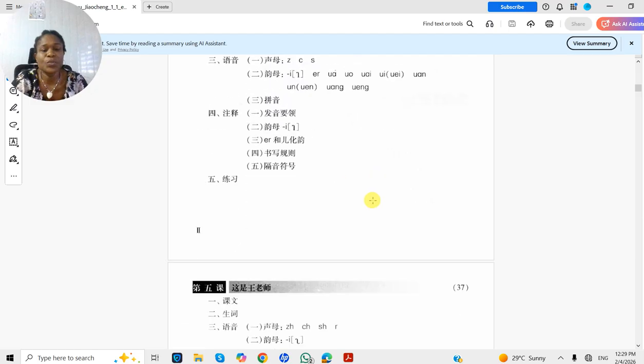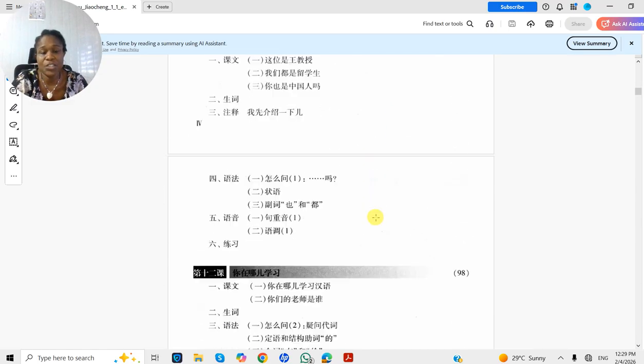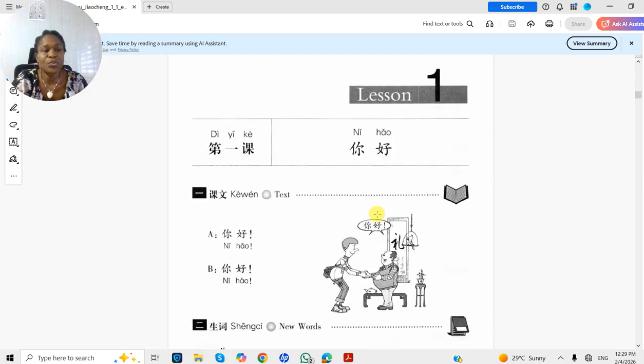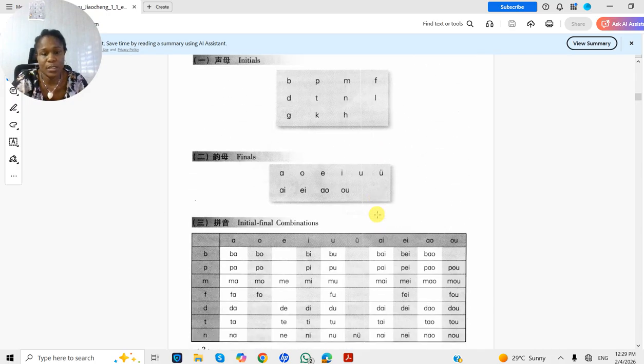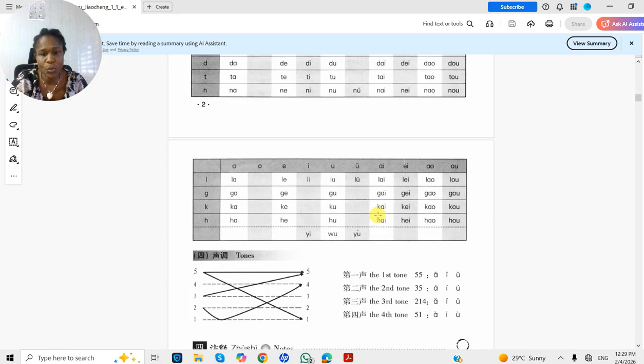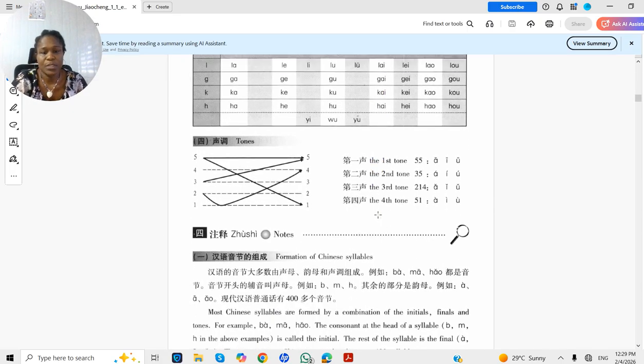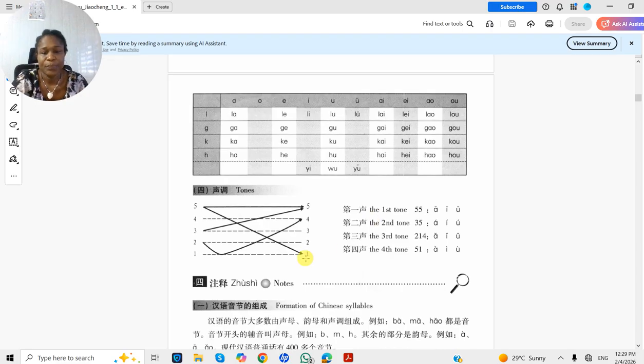So today we're going to be doing a bit of conversation, but I'm going to try to talk more about the tones. So let's start with the tones. As you can see here, we have four tones. The Chinese tones are four. You have the horizontal tone, you have the up tone, you have the down-up tone, and then you have the down tone.